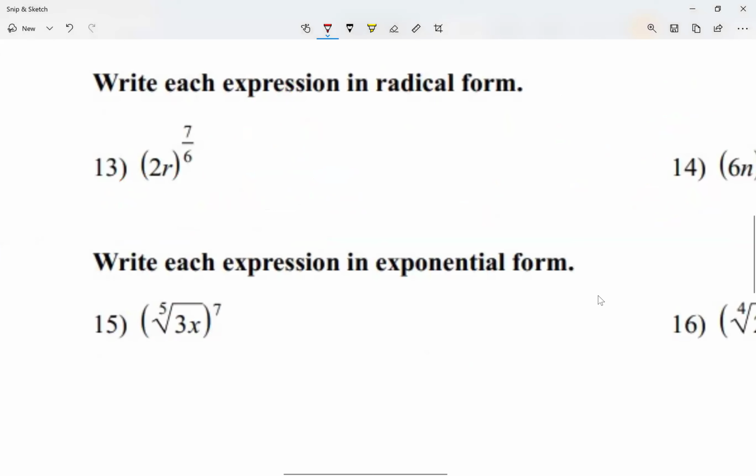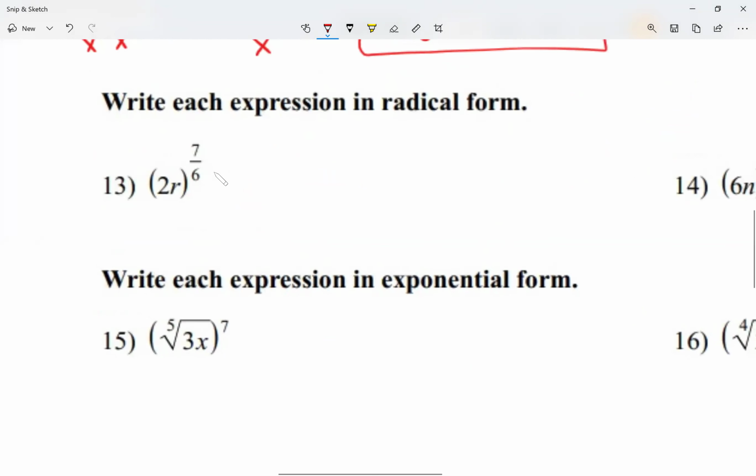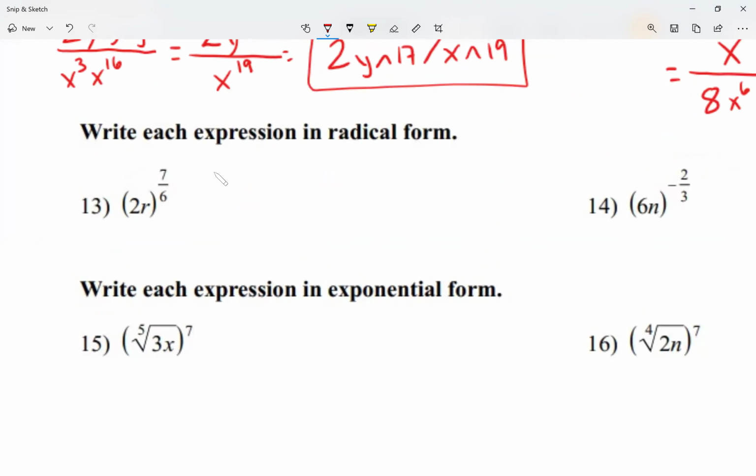Now we're going to be looking at questions 13 through 14. I see parentheses and I see my exponent. We call that exponential form. The way you are given the question is in exponential form, because my exponent is given as a fraction.